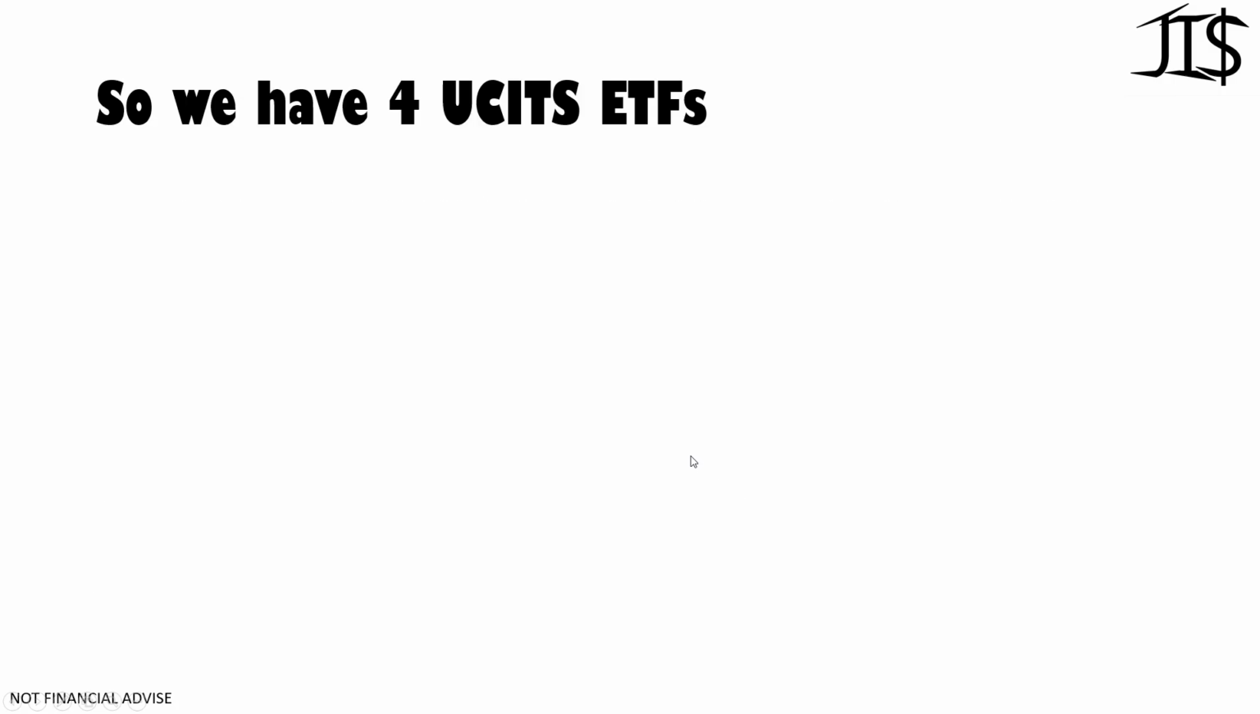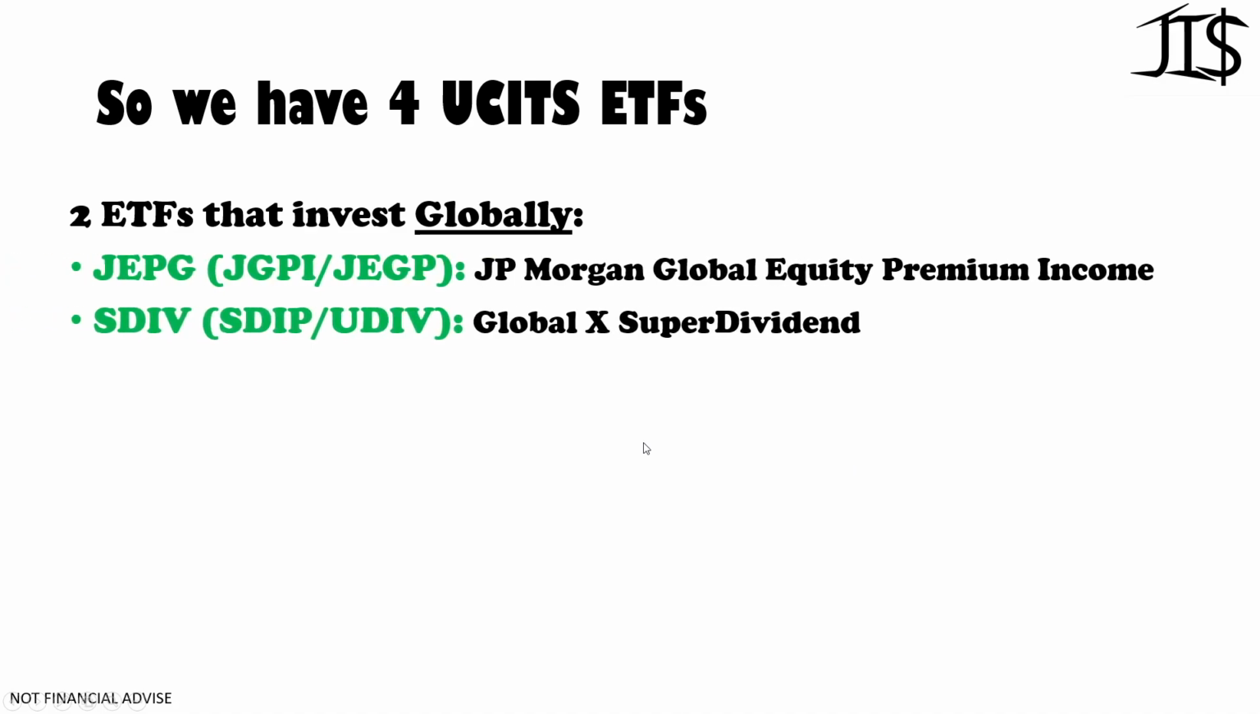So we have 4 UCITS ETFs, 2 that invest globally, and that's the JP Morgan one, the Global Equity Premium Income one, and I put all the ticker symbols here, and you will see them in the next slides as well, and the SDIV one from Global X, the SuperDividend one. In the previous videos that I made, you know that I'm not that keen on SDIV, the ETF, because the performance since its inception is actually not great at all.